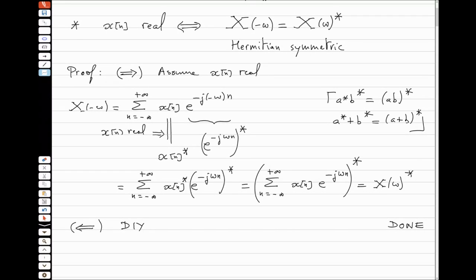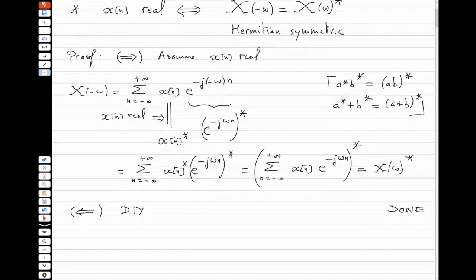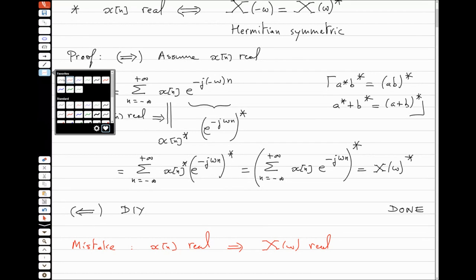Now a mistake. I'm going to write a typical mistake, a typical mistake of students, which is to say if x of n is real, then X of omega is real. Okay, if you make that mistake, you get shot right away. There's no reason for this to be true. All right. Next property.